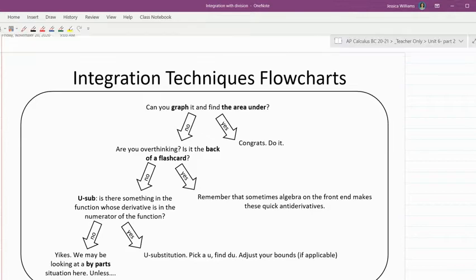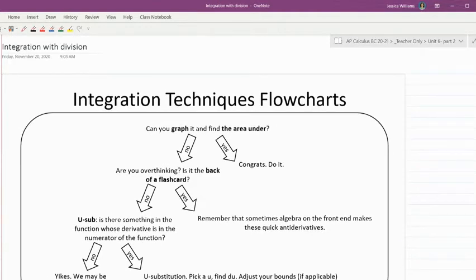Hey kiddos, let's start by taking a look at this flowchart that you got on Thursday or Friday. This is a list, a thought process behind all of your different integration techniques. You don't know all of them yet, so some of this doesn't make sense, and that's okay. But to start off, if you can graph your integrand and just find the area under it and you have a bounded region, great, do it. So we've already got that one.